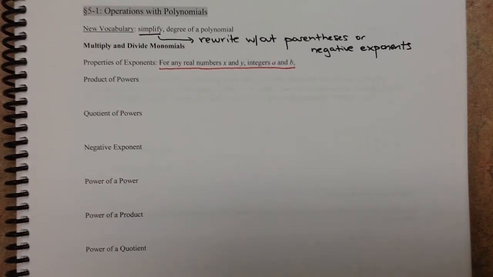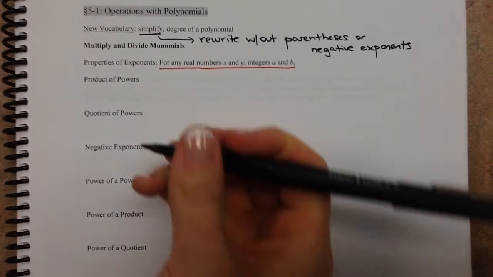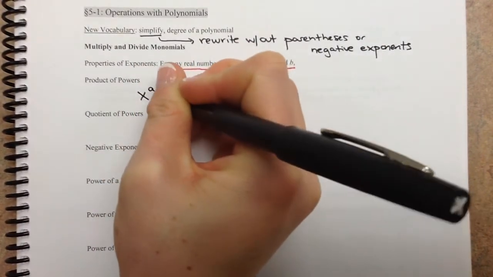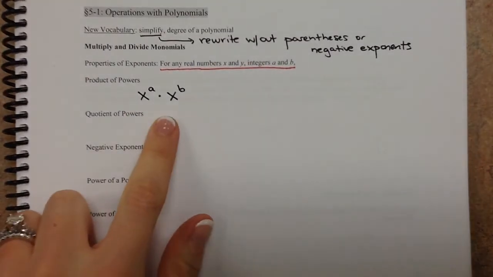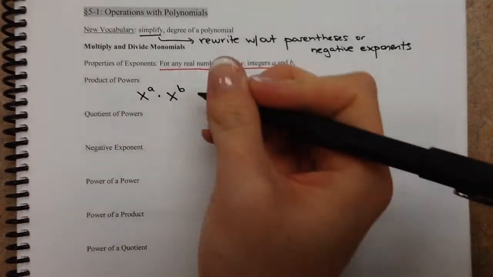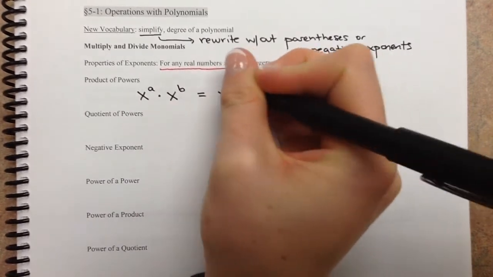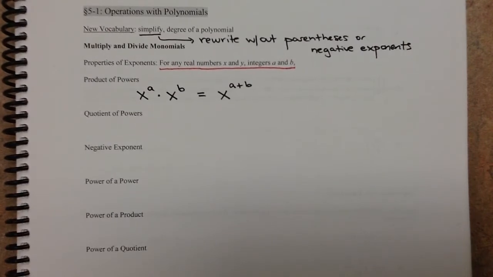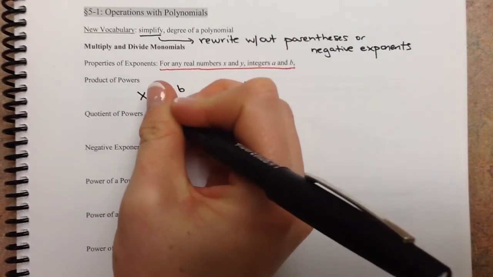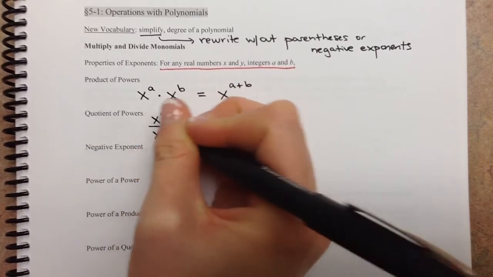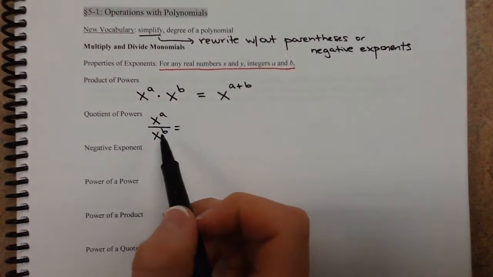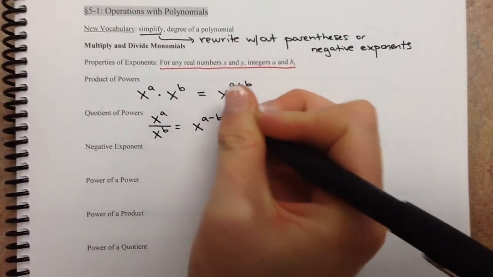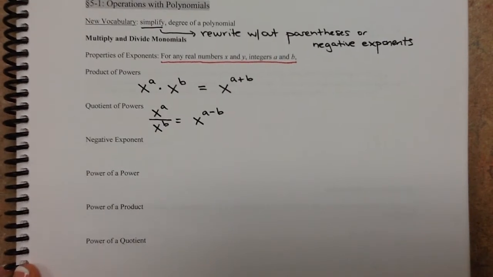All right, so the product of powers works like this. Say you've got x to the a, and then you're multiplying it by x to the b. If you've got the same base and two different powers, this first property tells us that we add those exponents together. Okay, so we're going to apply that property later. Quotient of powers: if we've got x to the a divided by x to the b, this next property tells us that with a quotient like that, we subtract the powers.